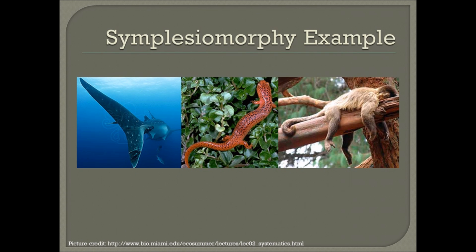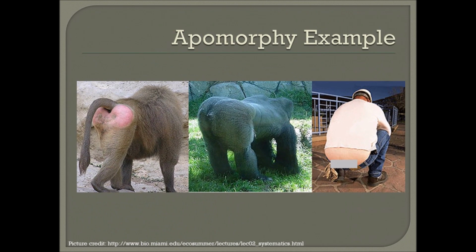So an example of a symplesiomorphy is a tail in most vertebrates. So we all have a bony tail. It's located after the anus, just like the three animals in this picture. So then an apomorphy would be when your ancestor had a tail, but then you and groups that are related to you don't have a tail anymore, or you don't keep a tail for most of your lifetime.